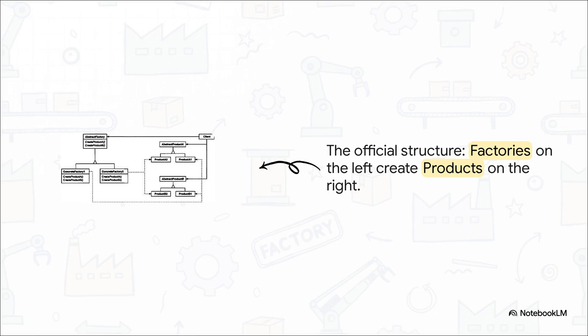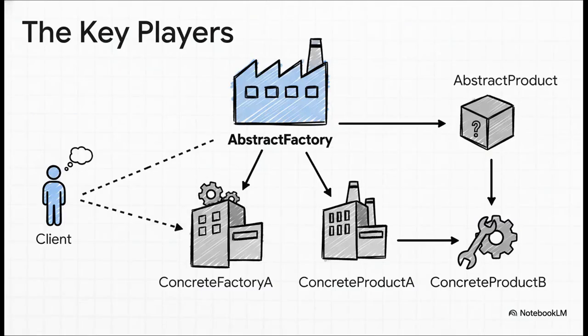So this right here is the official, big-picture structure of the pattern. I know it might look a little intimidating at first glance, but trust me, it's very logical. On the left side, you've got your factories, and on the right, you've got the products they make. So now let's break down who the key players are in this system. There are really 5 key players on the field. The abstract factory is the contract, the rules of the game. The concrete factory is the actual worker that builds a specific family.